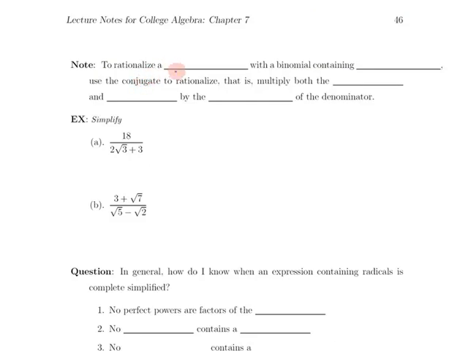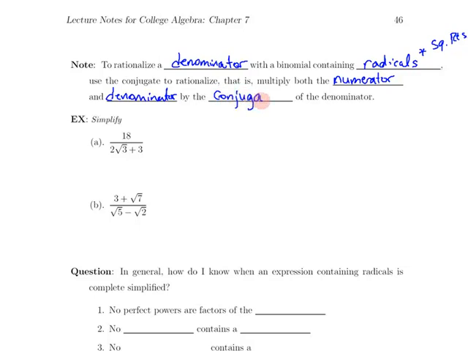So note, to rationalize a denominator with a binomial containing radicals, again, I should actually specify its square roots, use the conjugate to rationalize. That is, multiply both the numerator and denominator by the conjugate of the denominator. All right, so here's an example. I got 18 over 2 square roots of 3 plus 3.